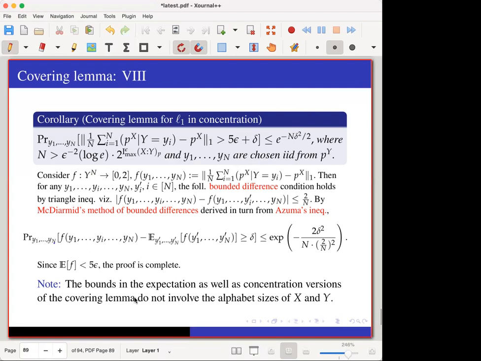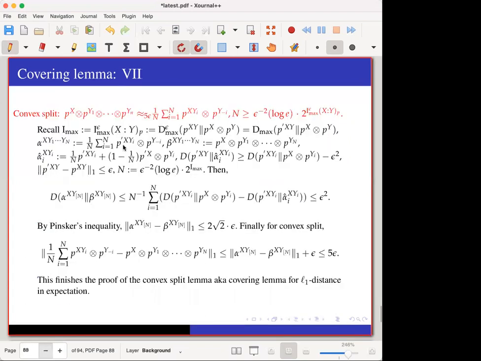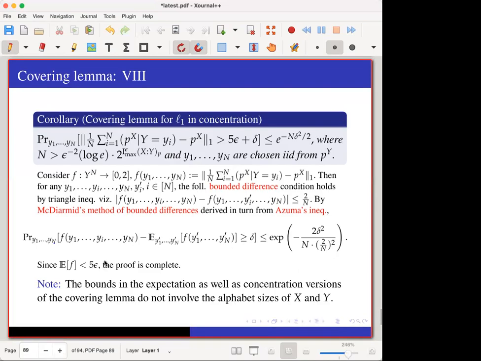So, a very important point: note that the bounds in the expectation as well as the concentration versions of the covering lemma do not involve the alphabet sizes of X and Y. Even in the expectation version, the alphabet sizes play no role here. If we did it in the Chernoff style, then the alphabet sizes would come in, because at some point we would have to take a union bound. So if you did Chernoff style, you'd get an n out here, but that comes because of the union bound.